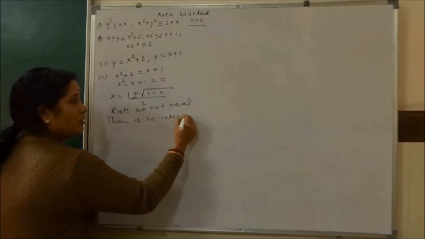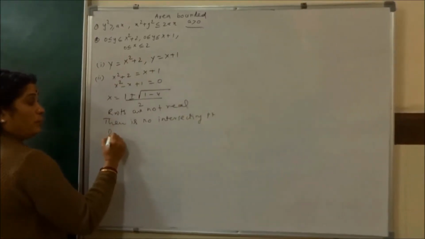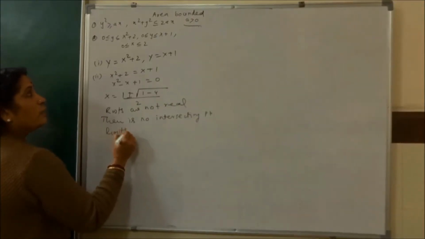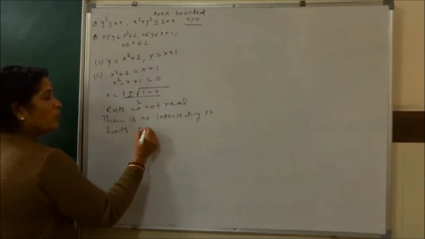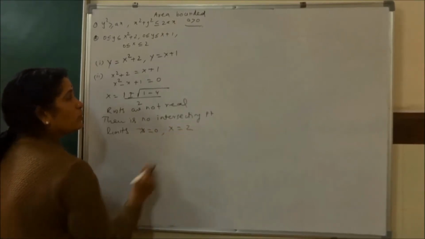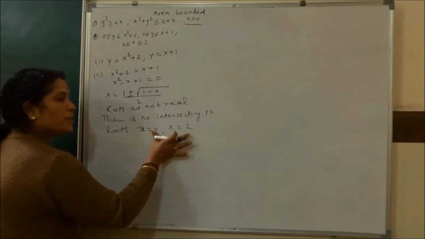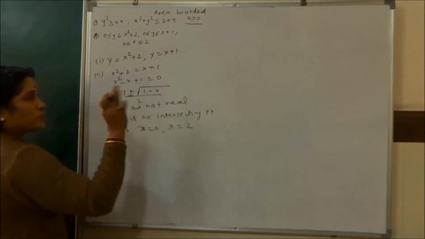Clear this one? Okay, so there is no intersecting point, but keep in your mind the limits are given. What are the limits? One limit is x equal to 0, and another limit is x equal to 2. Means you have to find the area between this parabola and the line from 0 up to 2. Keep that in your mind.